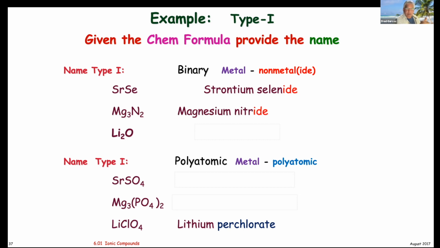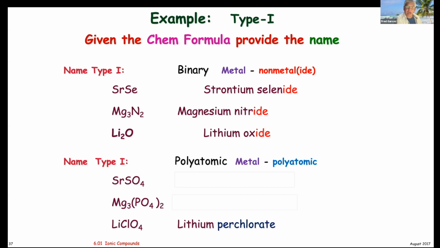This next one, again, it's a type 1. Why is it a type 1? Because the metal there, the lithium, has a fixed charge. It's always +1. So this name would be lithium oxide. Lithium oxide. Okay.